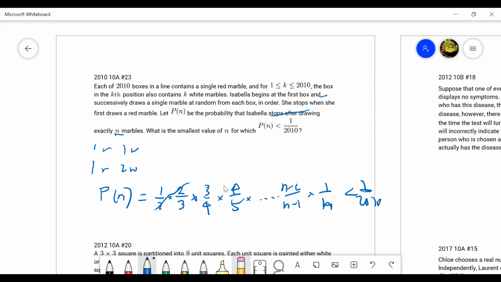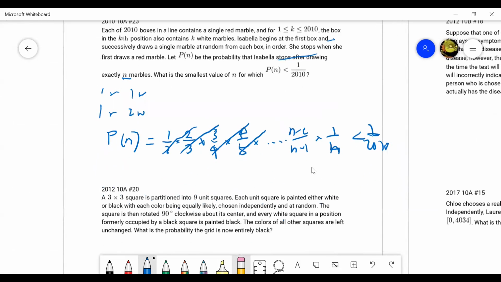And this must be less than 1 over 2010. Essentially, this is just a very large telescoping thing where the numerator of the next fraction cancels with the denominator of the one before it. So this just becomes 1 over n times n minus 1. And this is just a simple algebra question. If you solve it, you get that the smallest possible value of n here is 45, I believe. So that would be the answer.